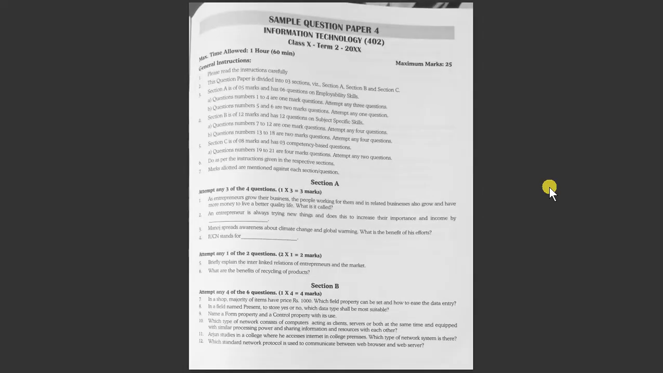This is now sample number 4, sample paper 4. You have many options over here, as you can see, right? This is sample paper 5.